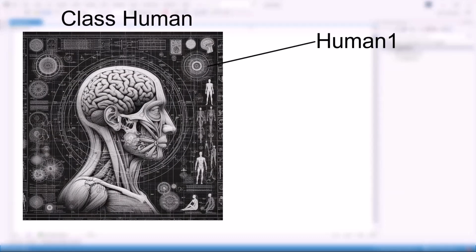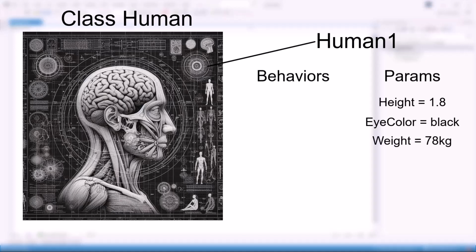Also, objects in programming can have behavior. Our human has a bunch of parameters, for example, his height, the color of his eyes, his weight. And we can add behaviors, for example, for it to stand up or sit down or punch. These behaviors are methods that we talked about in the previous section. So now let's dive into code.